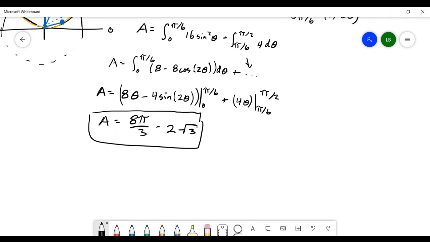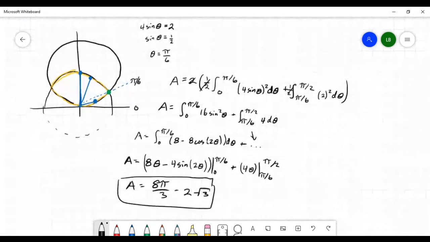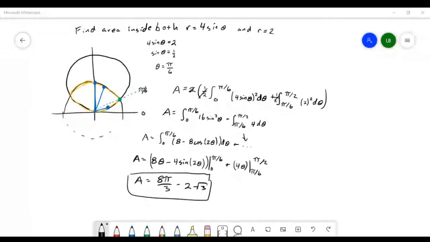All right, everything makes sense with this problem. Well, cool.